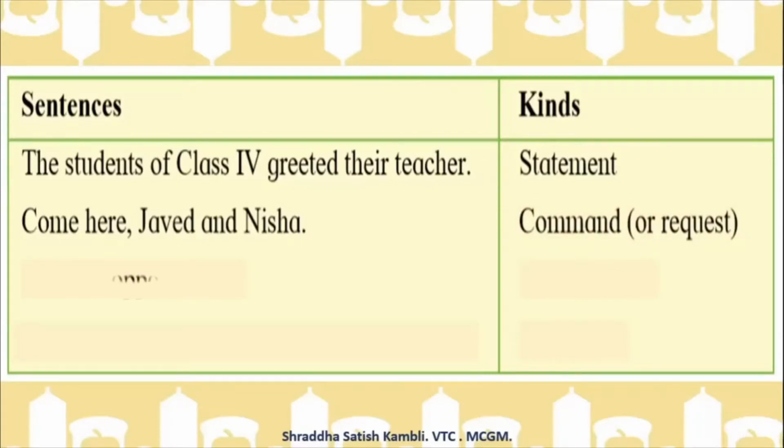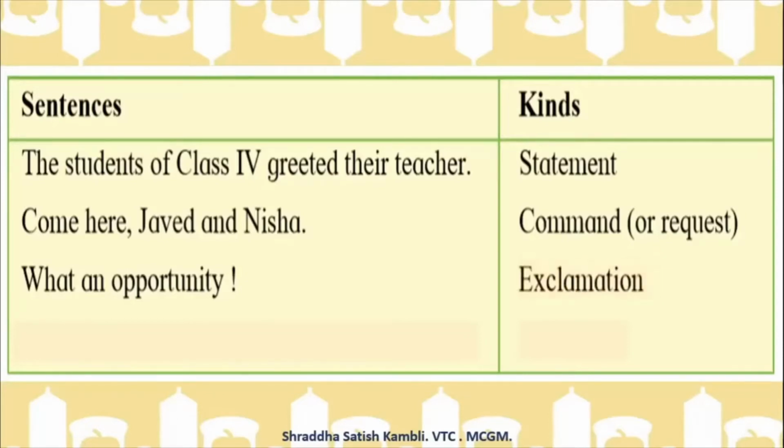Alright, so the next kind of sentence is, What an opportunity! And then you can see a special mark over there, which is neither a comma nor a full stop. What kind of mark is that? It is an exclamation mark, and that is why we call these kinds of sentences exclamations, or we also call them exclamatory sentences.